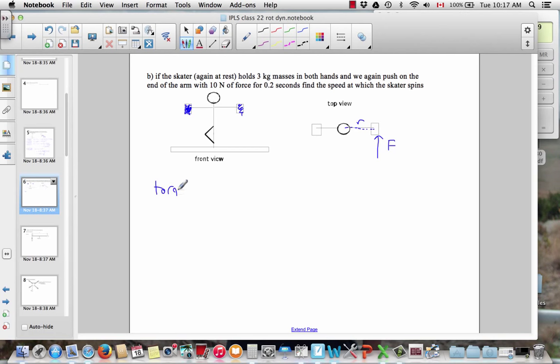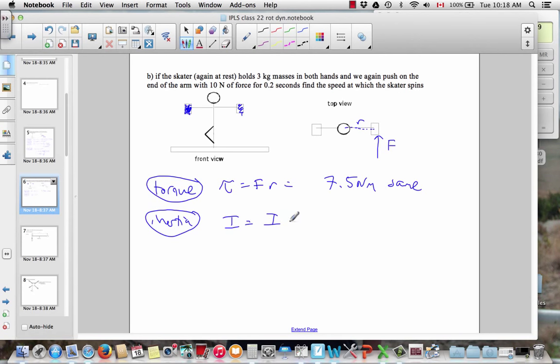Okay, so you had a crack at that. Hopefully you realize that the torque is the same because the force and distance are the same. So it's the same 7.5 newton meters of torque as in the previous part, part A. The inertia is what is changing here because the inertia is going to be the inertia of the skater, which hasn't changed, plus the inertia of the two masses that the skater is holding, the two weights.